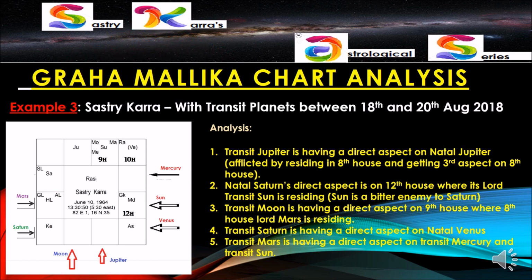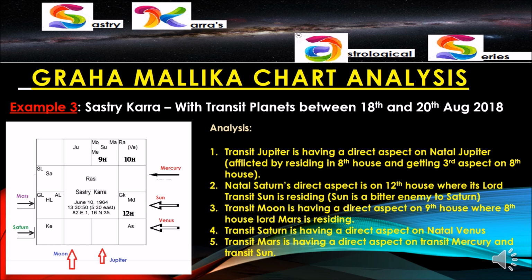Let's start looking at the Saptagraha Mallika, superimposing it on my natal D1 chart. Transit Mercury and transit Rahu are both going to be in the 11th house during those 3 days. Their direct aspect will be on the 5th house, where transit Mars is residing. Transit Mars means natal Mars is the lord of the 3rd and 8th houses.